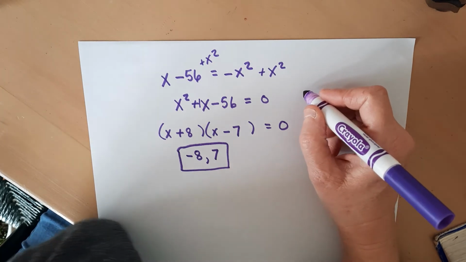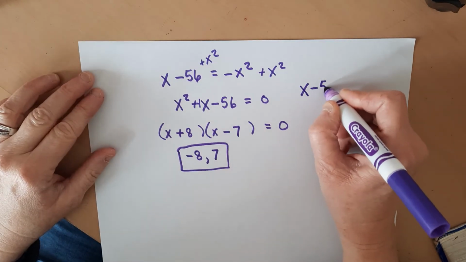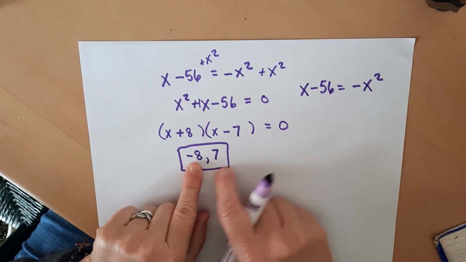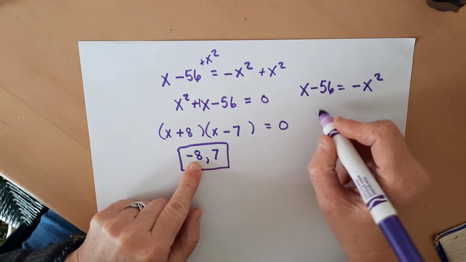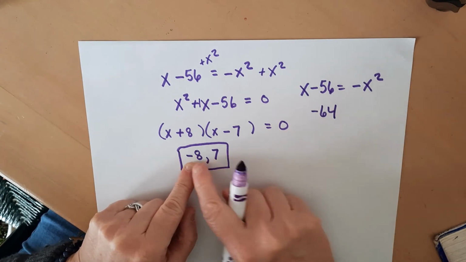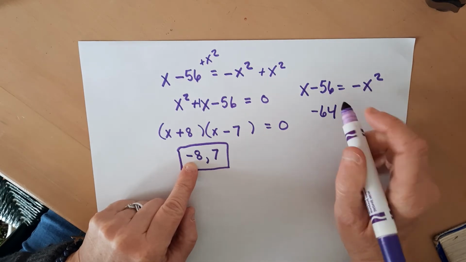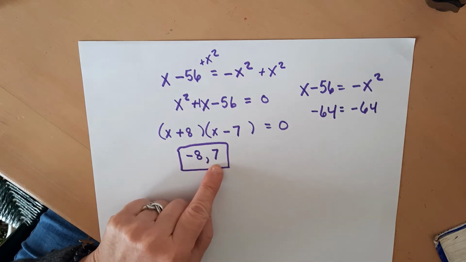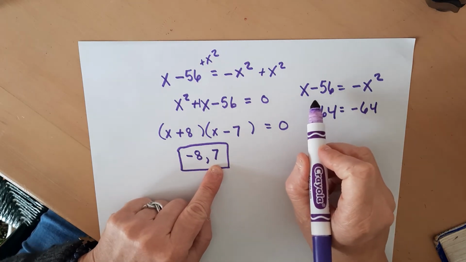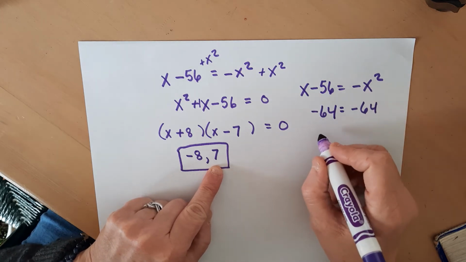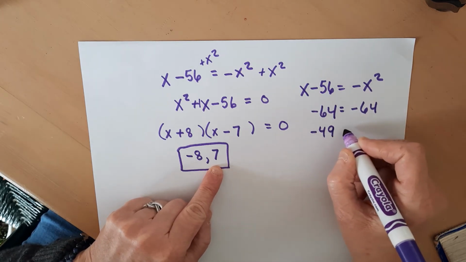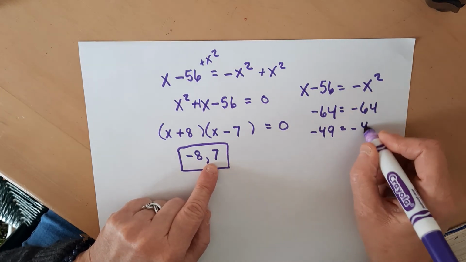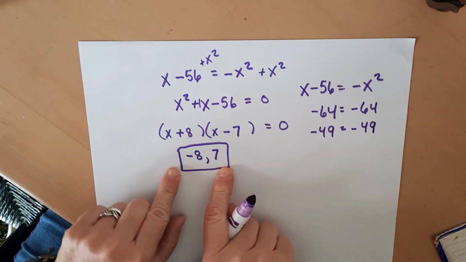Our original equation, before we started moving things around, was x minus 56 equals negative x squared. Let's try it with a negative 8. Negative 8 minus 56 is a negative 64. Negative 8 squared is 64, and we put the negative sign in front of it, equals negative 64. So 8 works. And we're going to check with the 7. 7 minus 56 equals negative 49. And 7 squared is 49. Put the negative sign in front of that. That equals negative 49. So both the 8 and the 7 work.